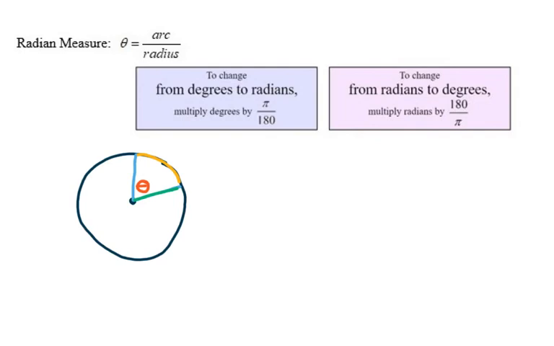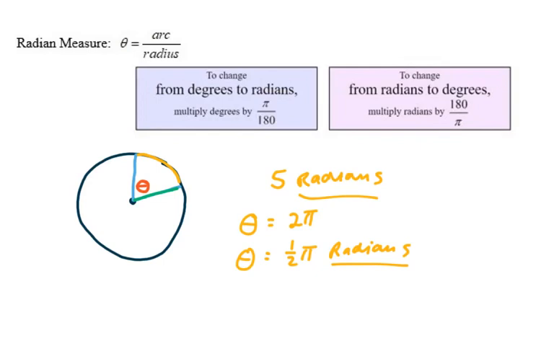Now we know that we are going to be given a radian measure because it would say, for example, we have 5 radians. Or our theta was equal to 2 pi. Or theta is equal to 1/2 pi radians. The units are going to change here. So for this, we're dealing with radians. Now we can switch back and forth between degrees and radians.